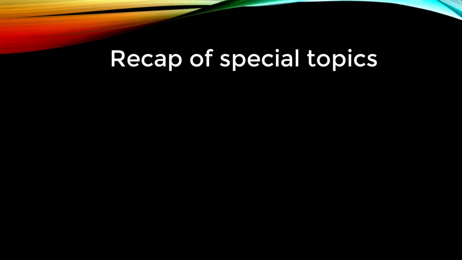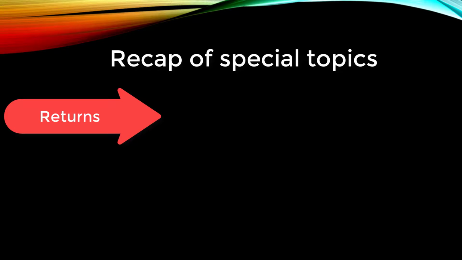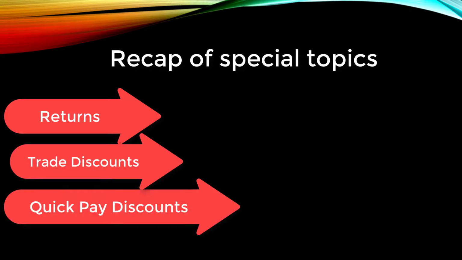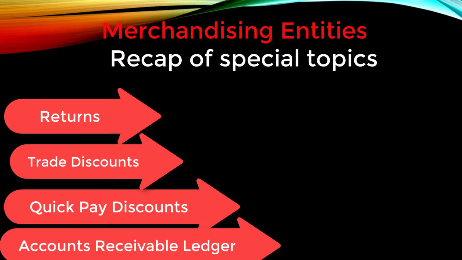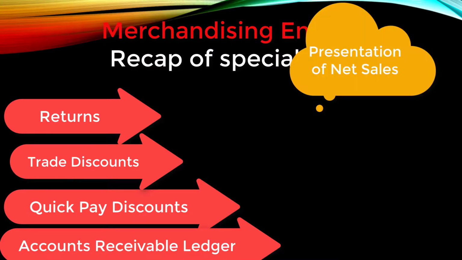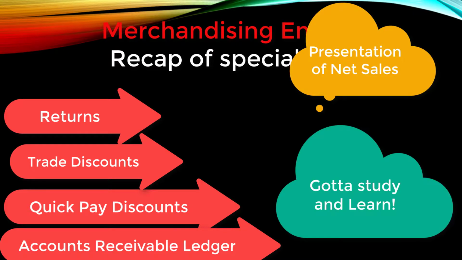Topics. We learned about returns. We learned about trade discounts. We learned about quick pay or prompt discounts. And we learned about the accounts receivable subsidiary ledger. This chapter is our introduction to merchandising entities, so spend enough time to master the chapter.